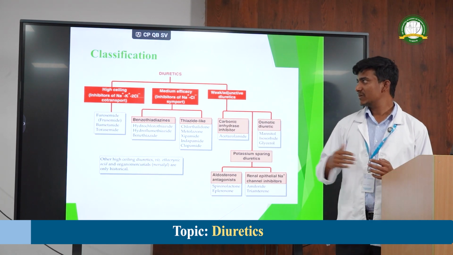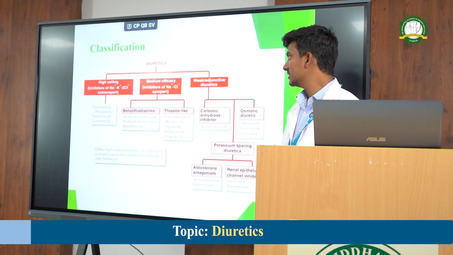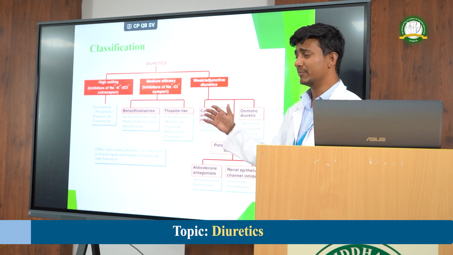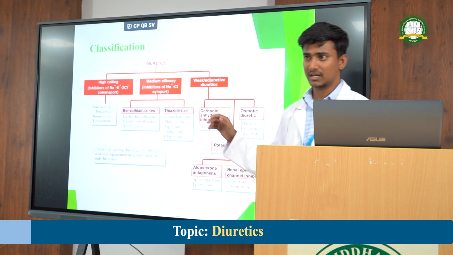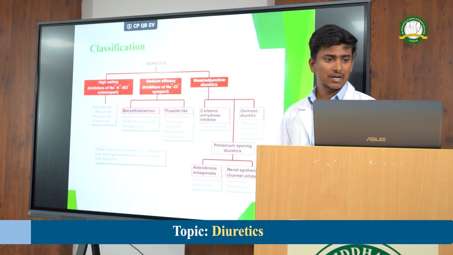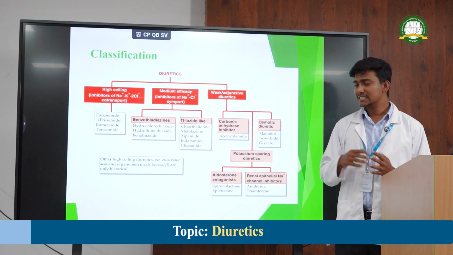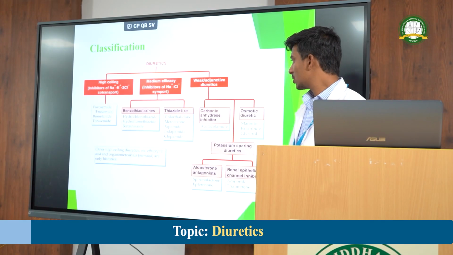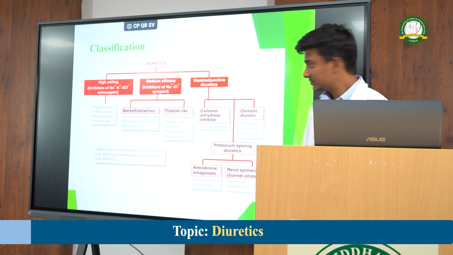First, examples for high ceiling diuretics are furosemide and torsemide. Next is medium efficacy diuretics. It is divided into two subclassifications. One is benzothiadiazines. Examples are hydrochlorothiazide and benzthiazide. Next is thiazide-like diuretics. Examples are chlorthalidone, xipamide, indapamide and clopamide.